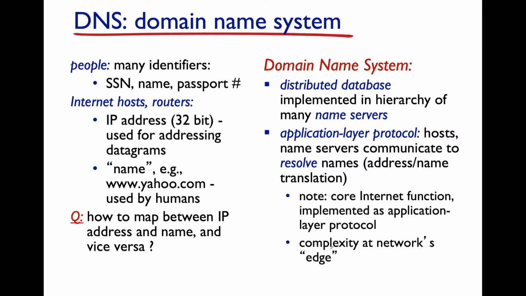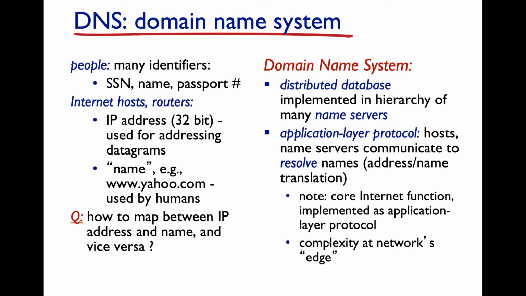It's a distributed database, and in order to scale, it's implemented hierarchically. You have a bunch of name server processes running on different hosts scattered around the internet. These name servers interact with one another in a stylized hierarchical fashion, and this is how you get it to scale. Now, as I said before, it's an application layer protocol. It maps the host name, or the so-called domain name, to an IP address. And so it's core to the internet function.